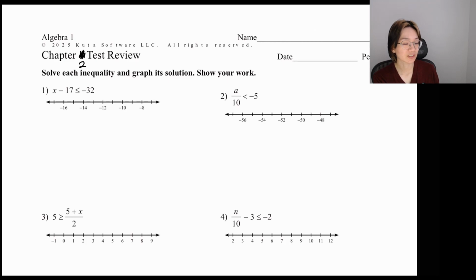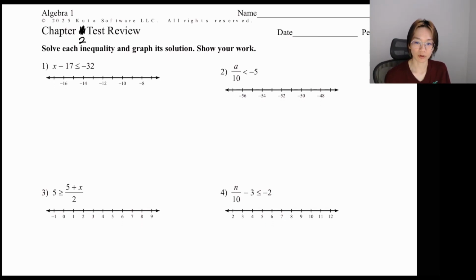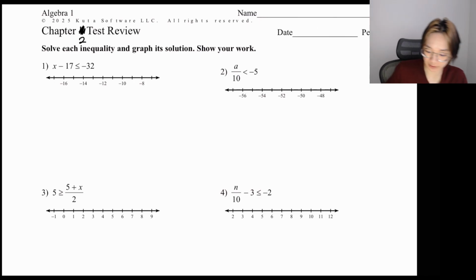I will warn you in advance, I forgot to bring the answer key home, so if I get any of these wrong, I'm going to try to double check all of them before the end of the video at least, but there's a chance some of these might be wrong. Hopefully they're not, but let's just work through it and see what happens. So, chapter 2 is all about inequalities. So all of these are only inequalities and graphing them. So let's start with this first one.